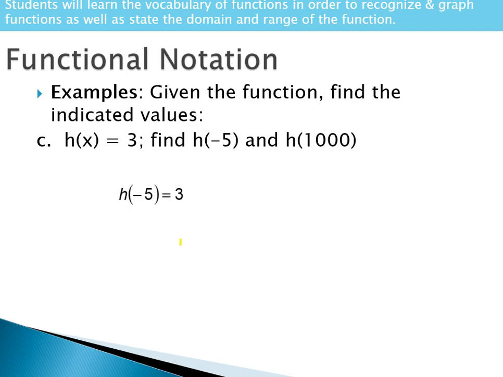Now this one's interesting because it says h of x equals 3, but there's no x in it, which means this is just a horizontal line, because h of x is the same as y equals. Y equals 3 is a horizontal line, so no matter what you plug in for x, your answer is always going to be 3.